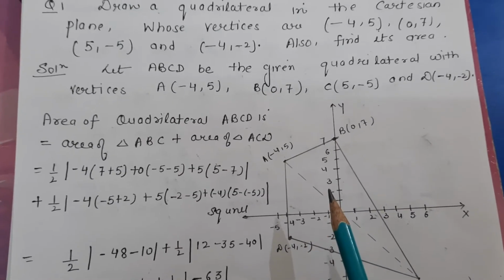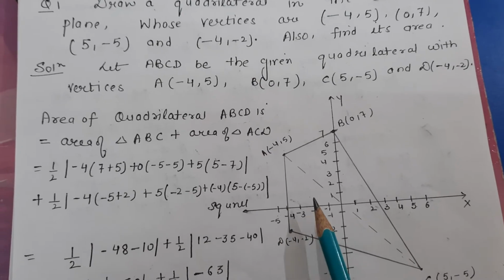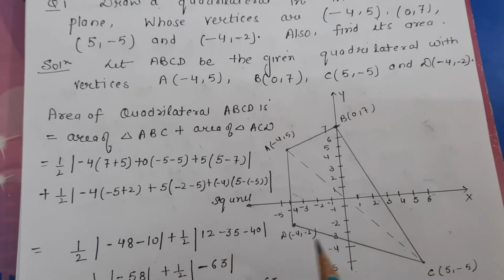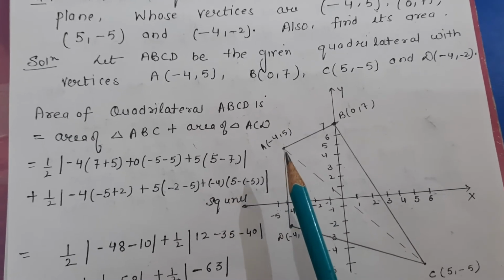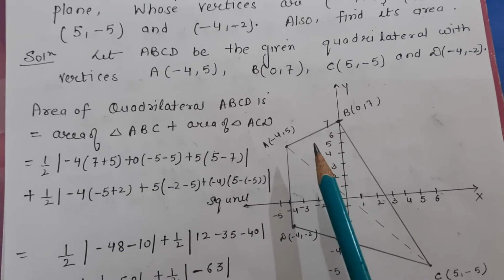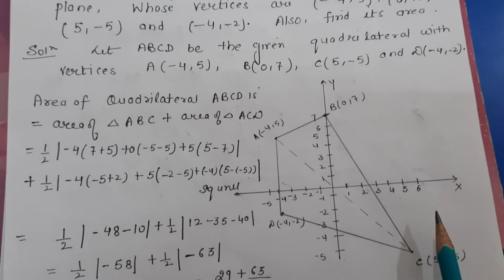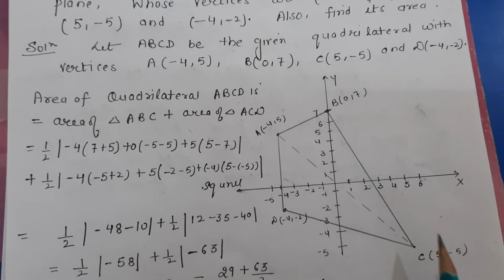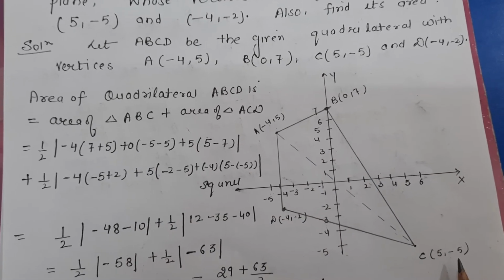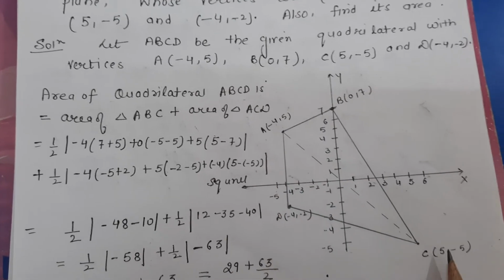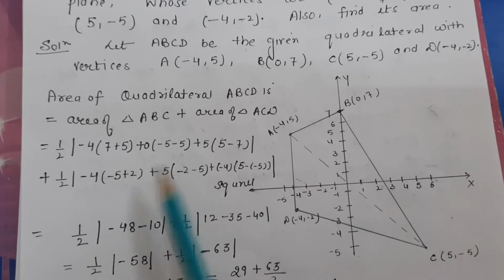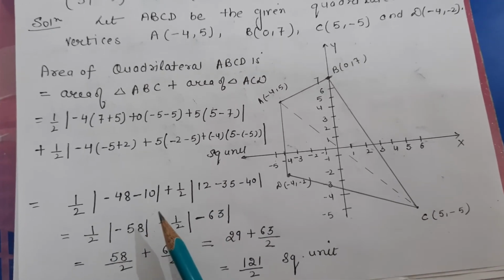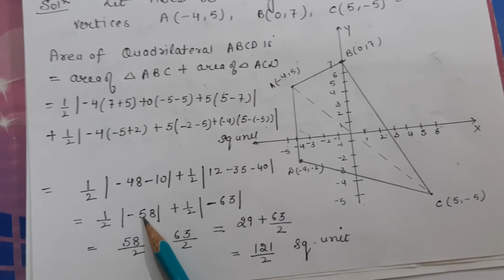So from your 10th formula, you can evaluate the area of triangle ABC plus the area of triangle ACD. So the area of triangle ABC is half mod of minus 4, then you have 7, sign will change, plus 5. This is 0. Here you have minus 5 plus 5, 5 minus 7. Take mod. Same for the second triangle. When you evaluate this, you are going to have negative 58.